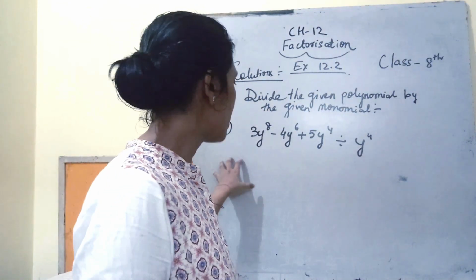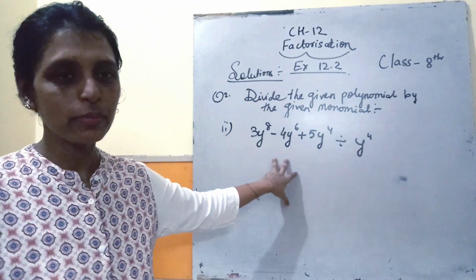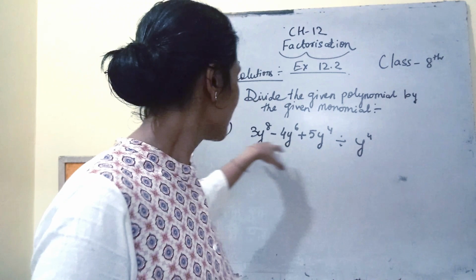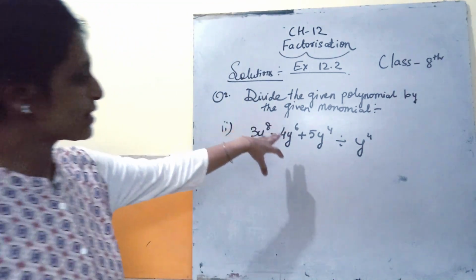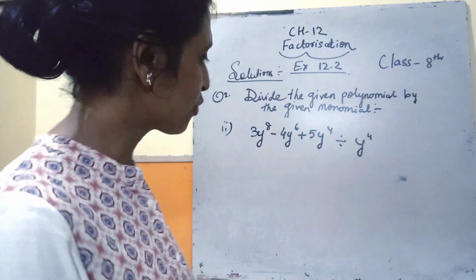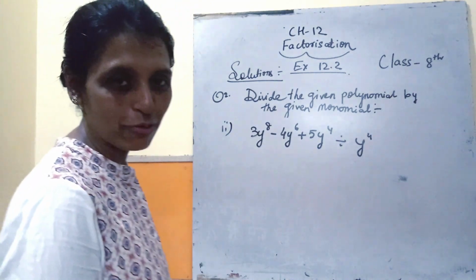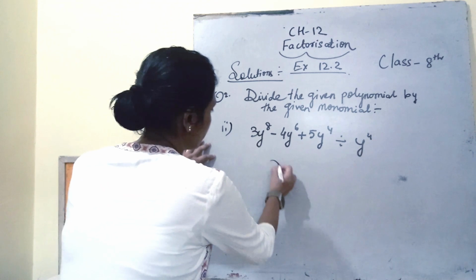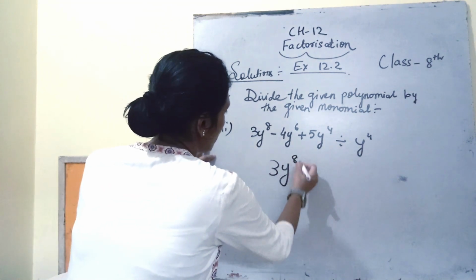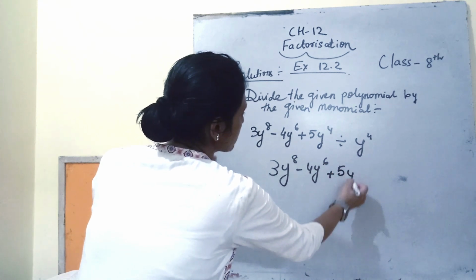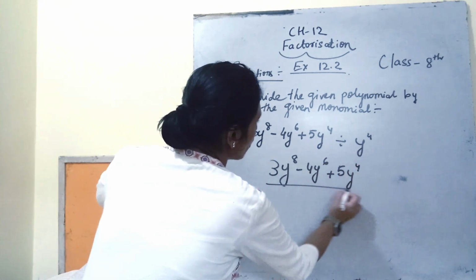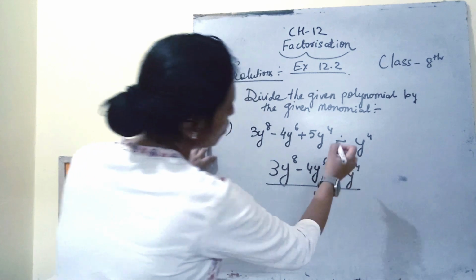Children, in the second part we have to divide this trinomial by this monomial. Okay, तो 3y raised to power 8 minus 4y raised to power 6 plus 5y raised to power 4 को हमको y raised to power 4 से divide करना. So how are you going to write this? 3y to the power 8 minus 4y to the power 6 plus 5y raised to power 4 upon y raised to power 4.